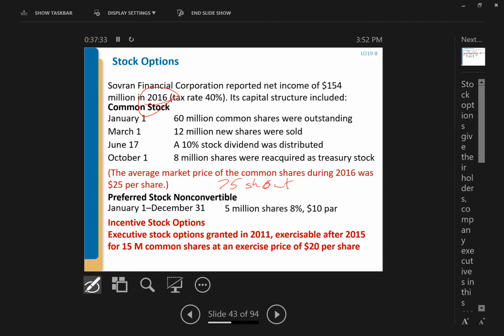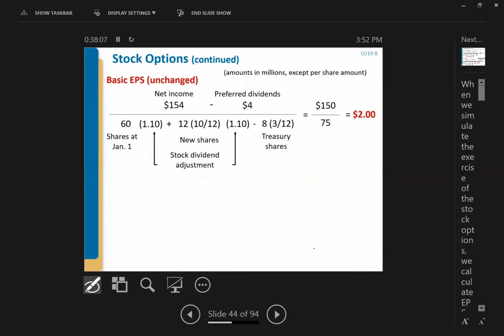And so what we're basically going to do is say, if you remember, with these options, they still have to pay us for these shares. Let me calculate this: 15 million shares times $20. They're going to pay us $300 million for those shares. Well, we get that cash, and so what are we going to do with that cash? We are going to theoretically buy back shares on the open market.